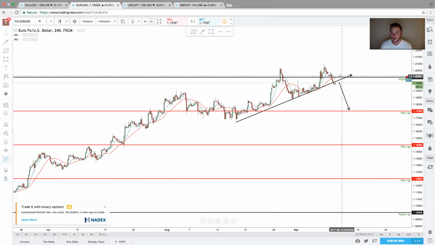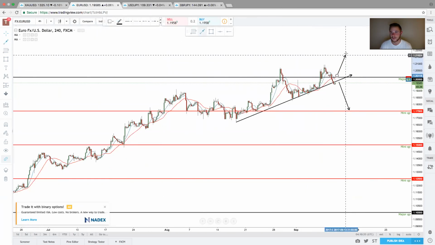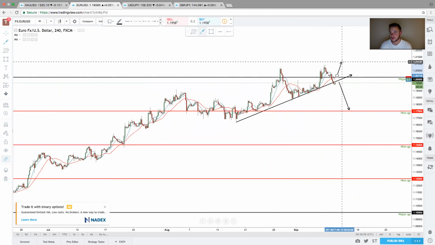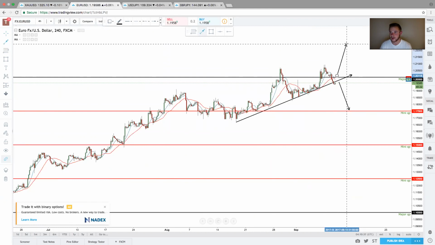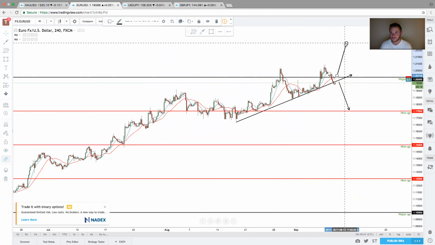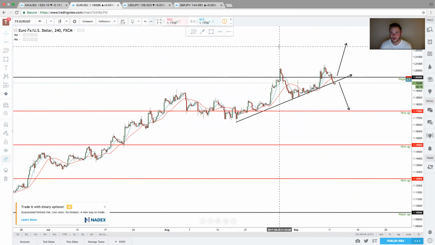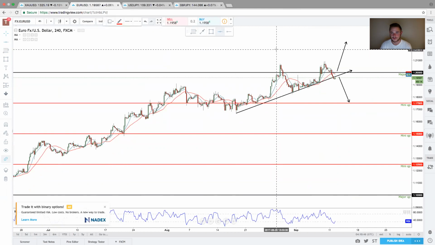If not, then we could get an upwards push to the 1.25 area, which is going to be about right there here. Oops.